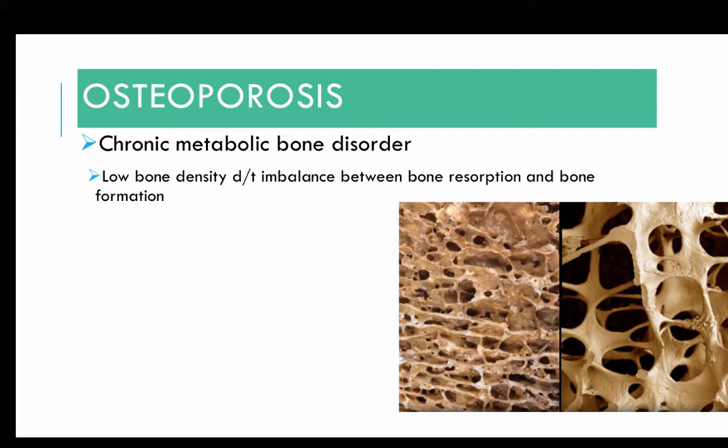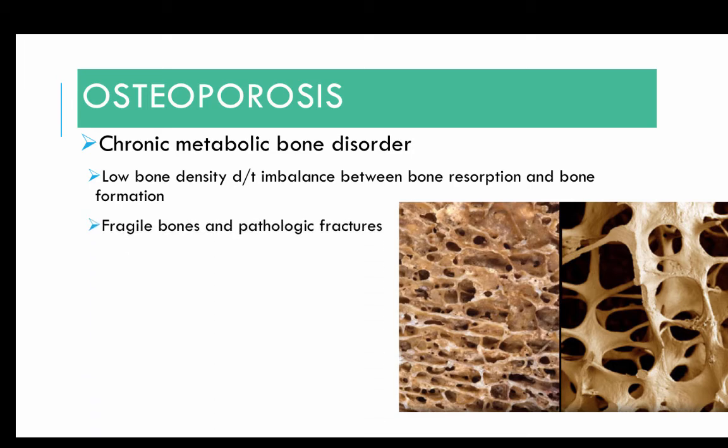And that's an issue. Osteopenia is the precursor to this, and it means that it's a lower bone density when you compare it to other people of the same age, gender, and ethnicity. Ethnicity is definitely a risk factor for osteoporosis.